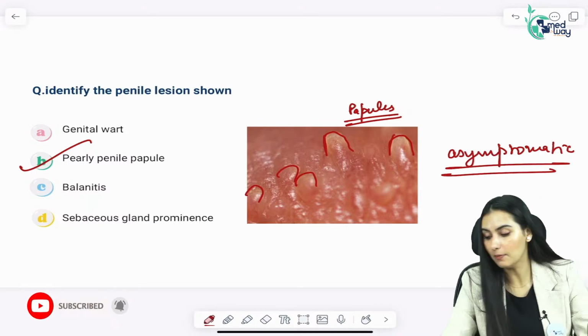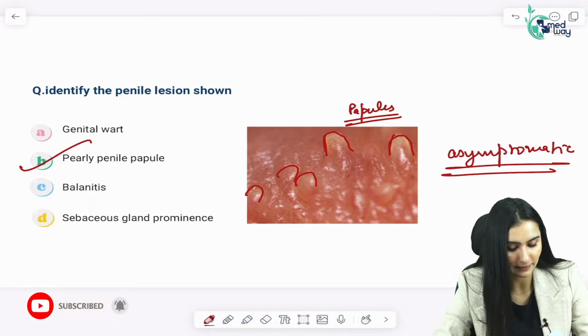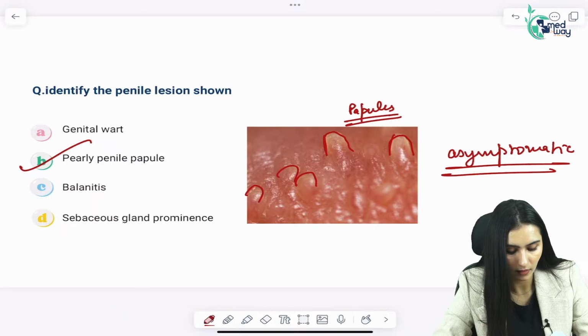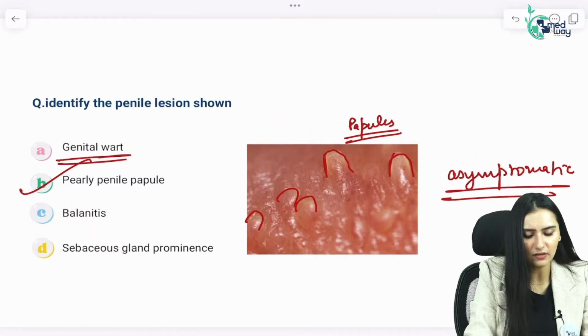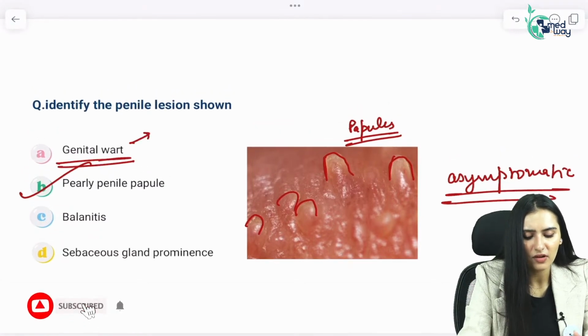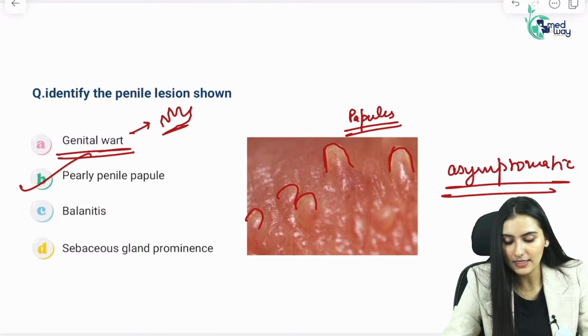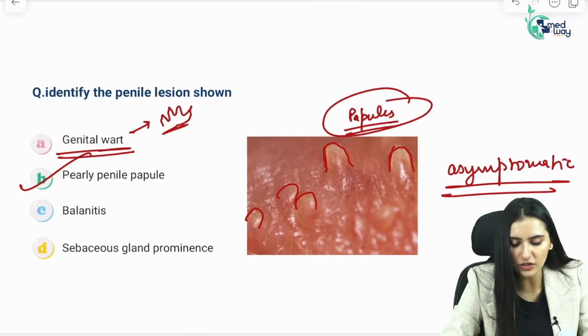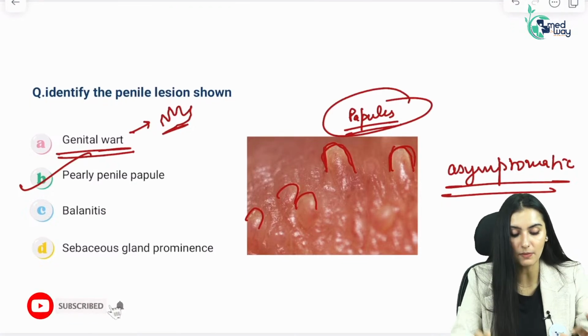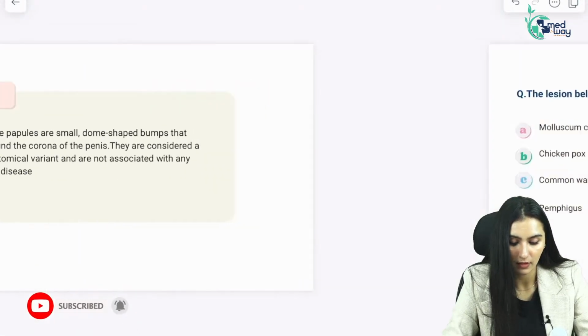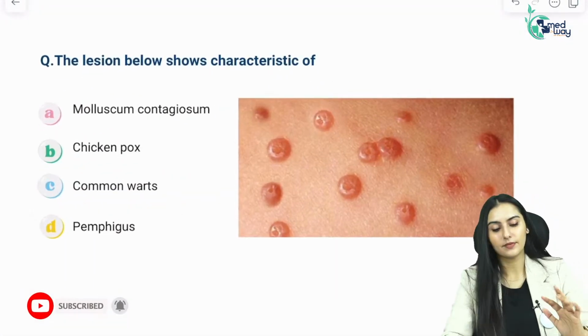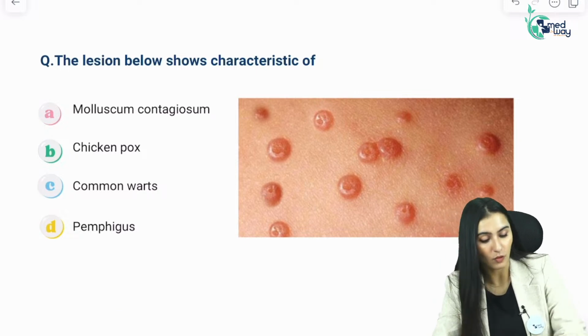Okay, so these are pearly penile papules. Genital warts we have just seen; they're going to have finger-like projections. These are papules with no projections. They're just very round, very even. These are pearly penile papules. Now, we have already discussed this before also.